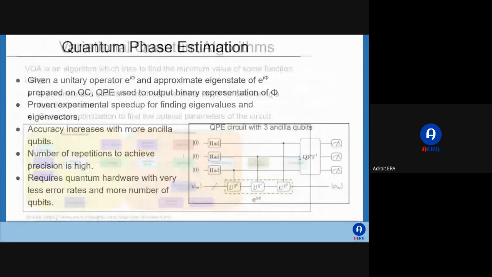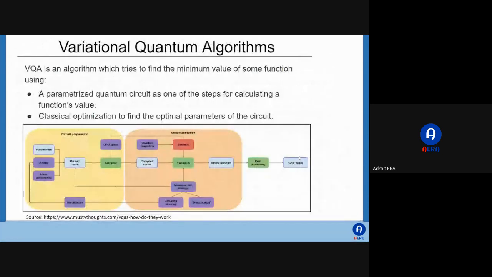So now let us discuss variational quantum algorithms. VQE is a kind of variational quantum algorithm, I could say, because how variational quantum algorithms work is the same thing. It's the same way VQE also works.